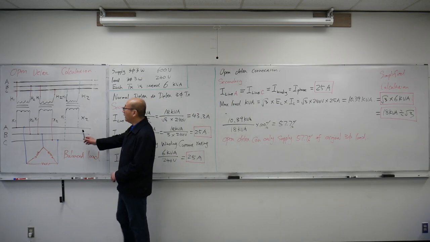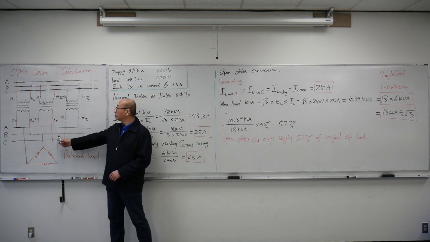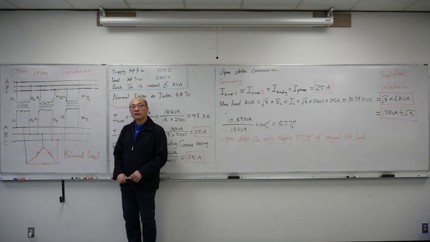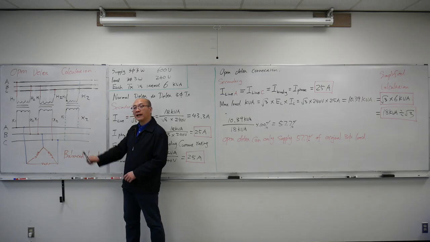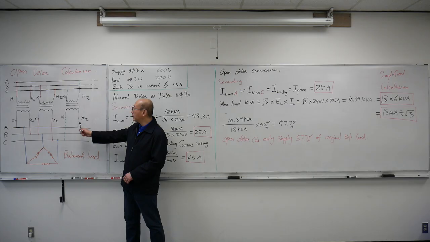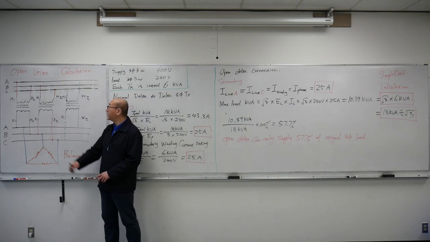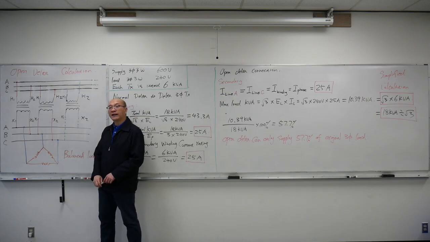So I have a drawing here. I have three transformers. I drew two with red lines, which we're going to keep. The one with the green line for the connection, if that's the one that breaks down, we're going to take it out of service. We still have two transformers connected there. That's the open delta connection.